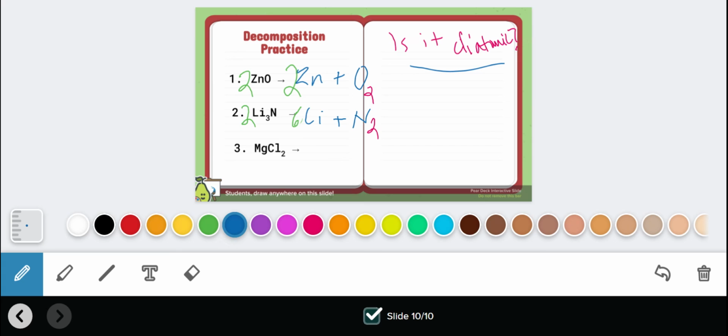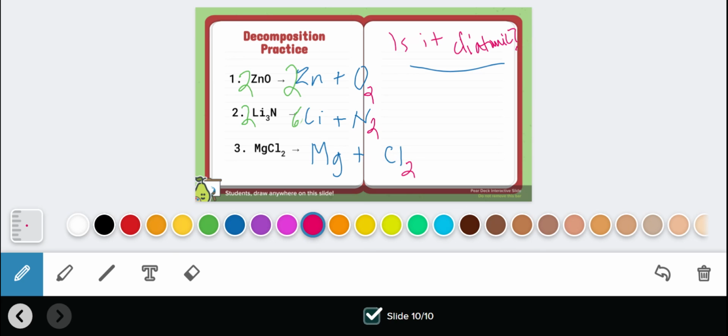All right, the third example, magnesium chloride. Magnesium chloride is going to decompose into magnesium and chlorine. When we have our singular elements, we must ask ourselves, is it diatomic? Is magnesium one of our 7 diatomic elements? No, it's not. Is chlorine? Yes. So we put our subscript 2.